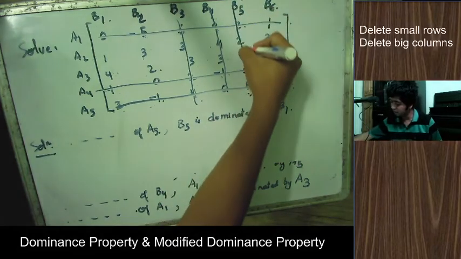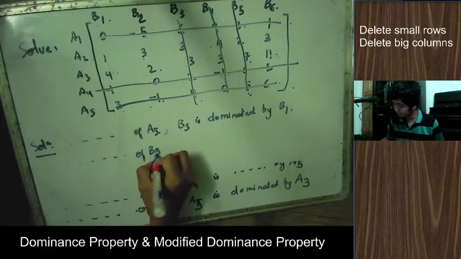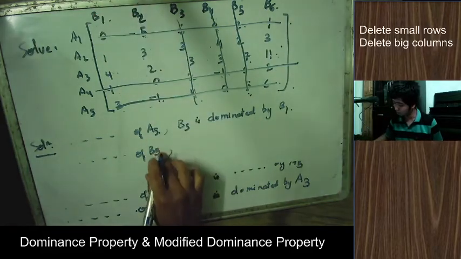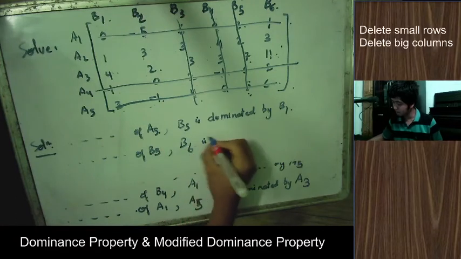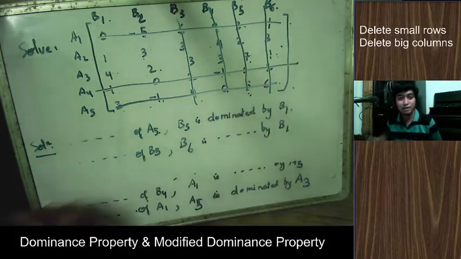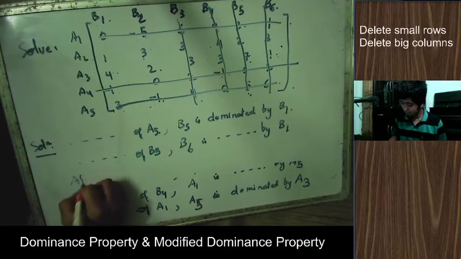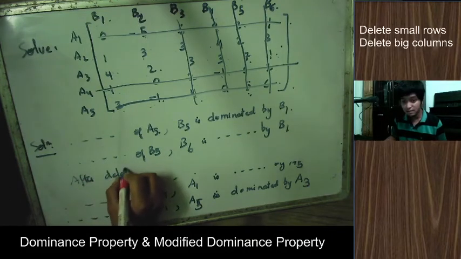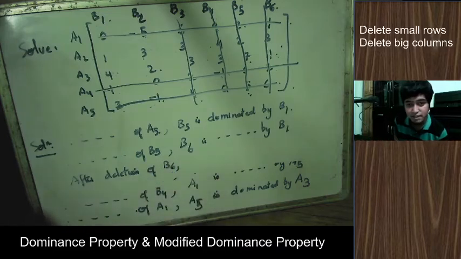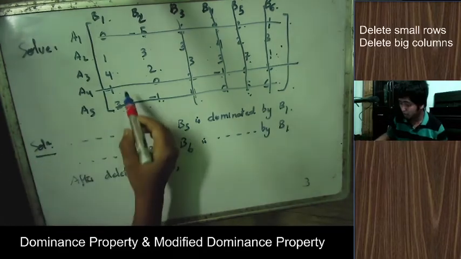So we can delete B5. After deletion of B5, again B6 is dominated by B1, so we can even delete B6. So after deletion of B6, what will we have? Okay, we will be left with this matrix.